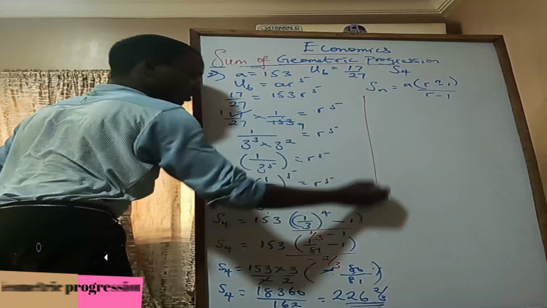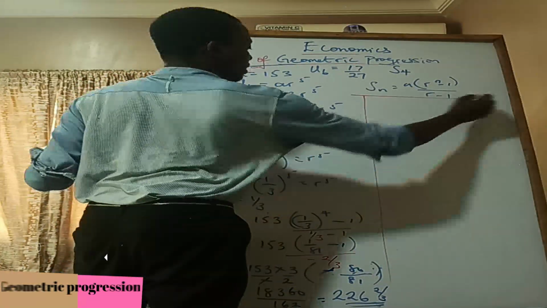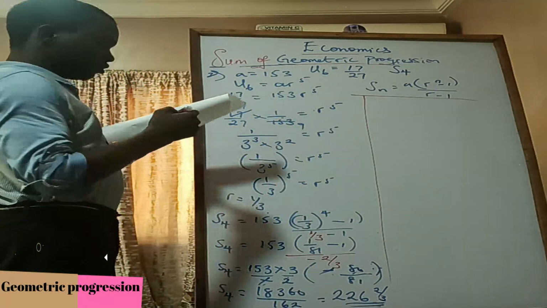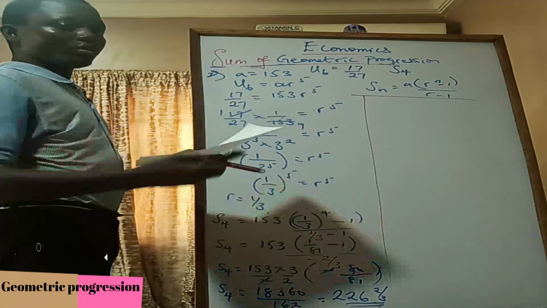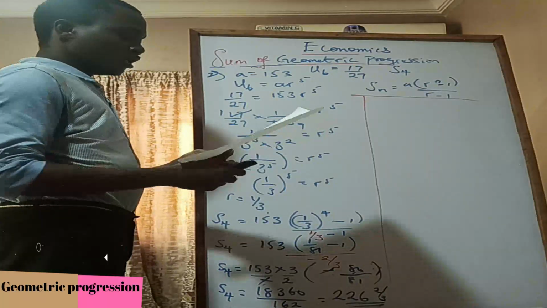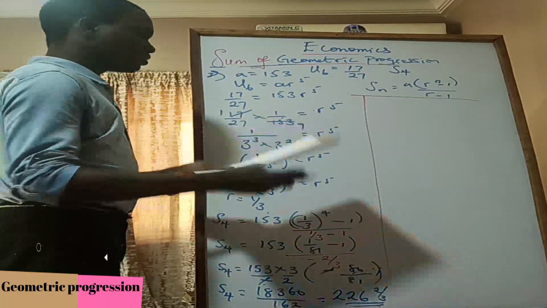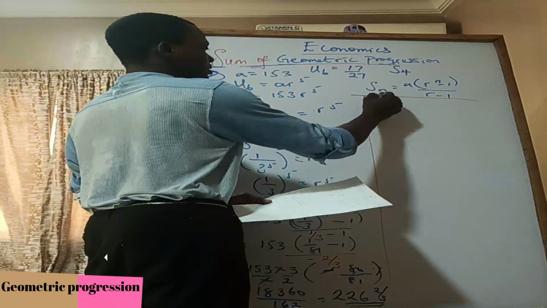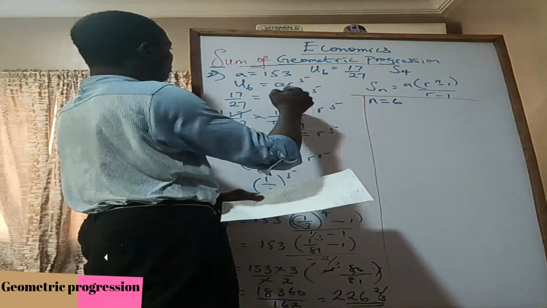So the final example. I just hope that with all of these numerous examples you'll be able to attempt questions on this really well. So this question says a GP has six terms. That's example 4.